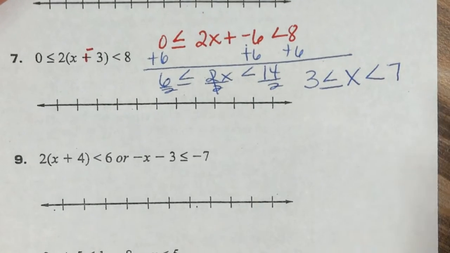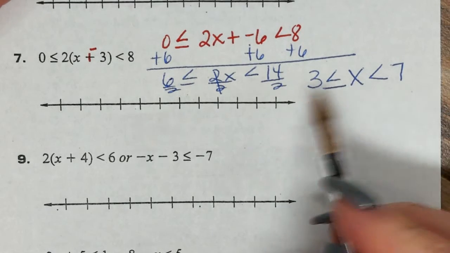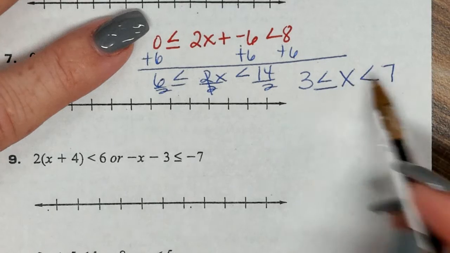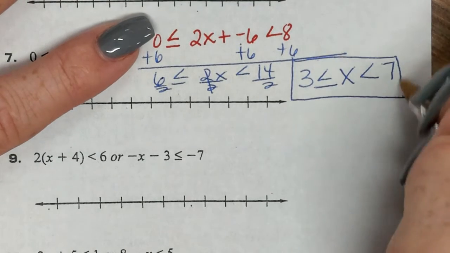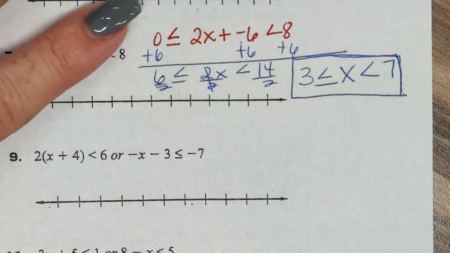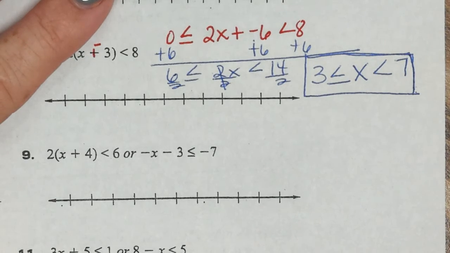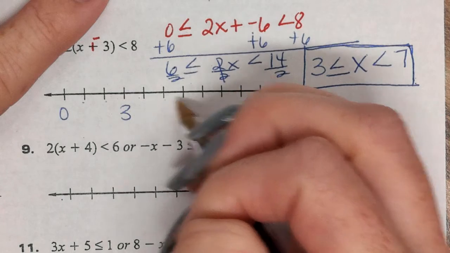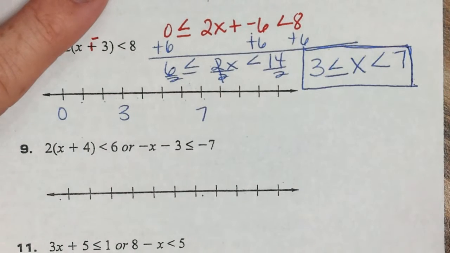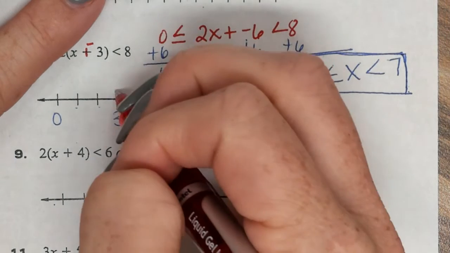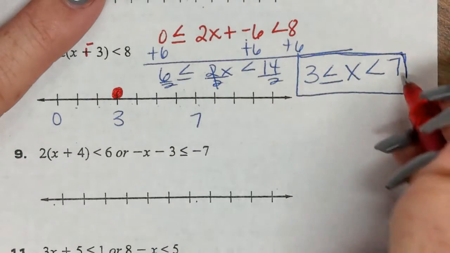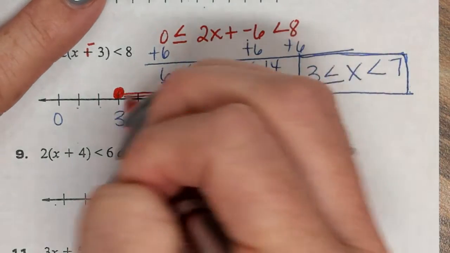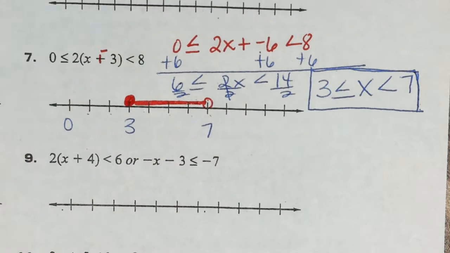Now, before you finish, ask yourself, is this from least to greatest? Is it right? Yes or no? So I'm good. I like it from least to greatest so that I can put it on a number line. All right, here's 0, 1, 2. Here's 3, 4, 5, 6, 7. This is going to be a solid dot. This is going to be a what? Open dot, shaded in the middle.